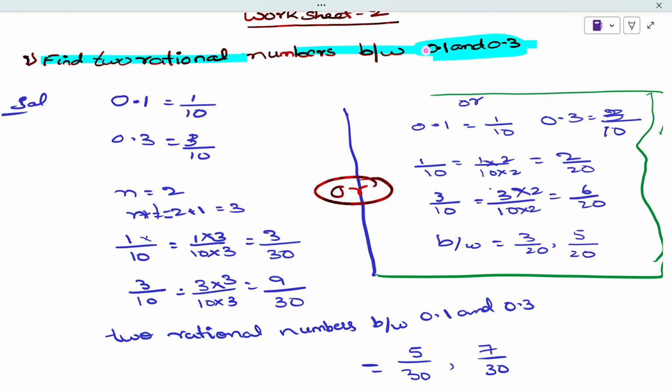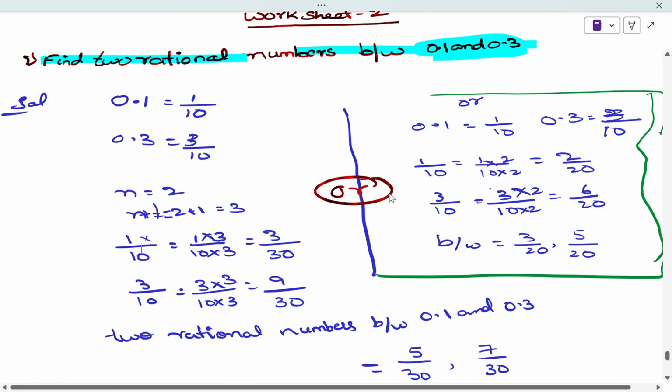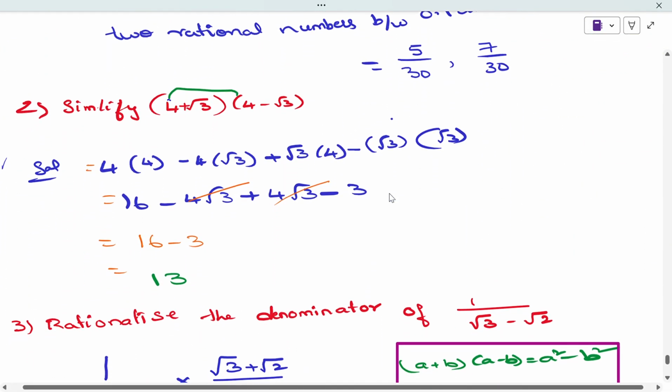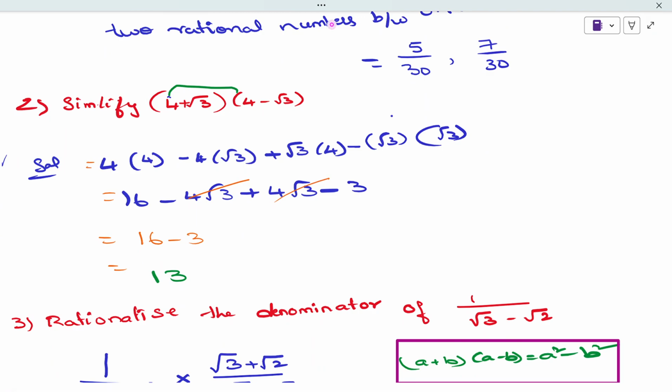Okay. Next we will go for the next problem. Simplify 4 plus root 3 into 4 minus root 3.